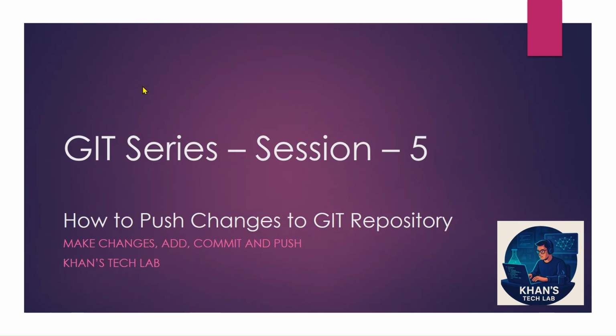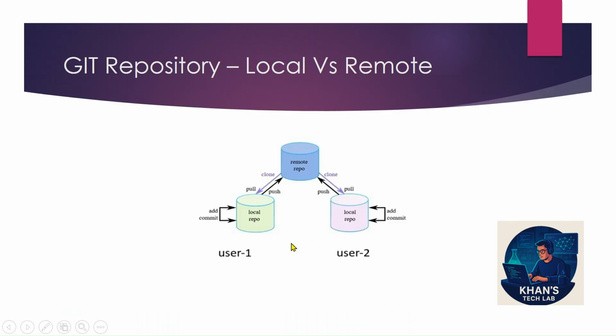So here there are four steps. As you can see, making the changes, adding the changes to the staging environment, then committing them. Once committed, it will be in the local repository and then pushing them. This part we have covered, like we have created a remote repository, cloned it. This we have covered in the previous session.